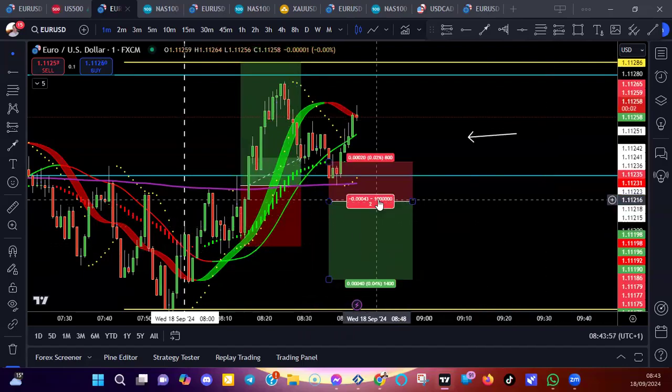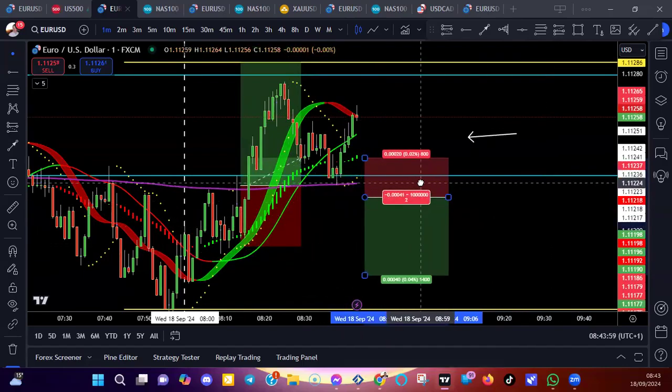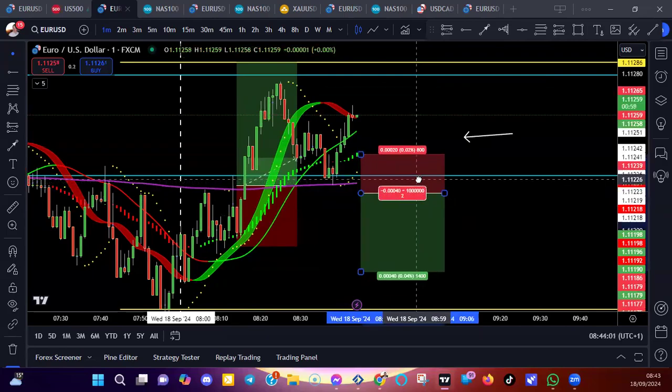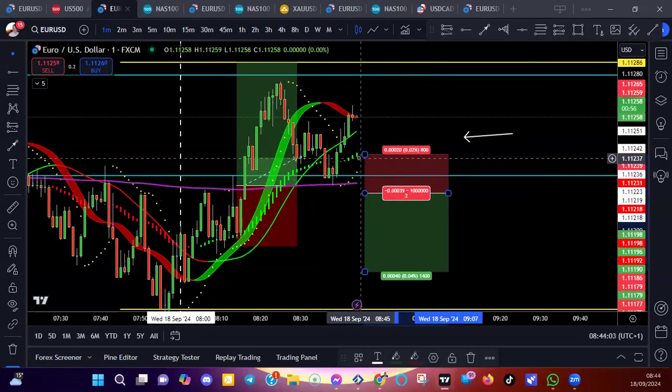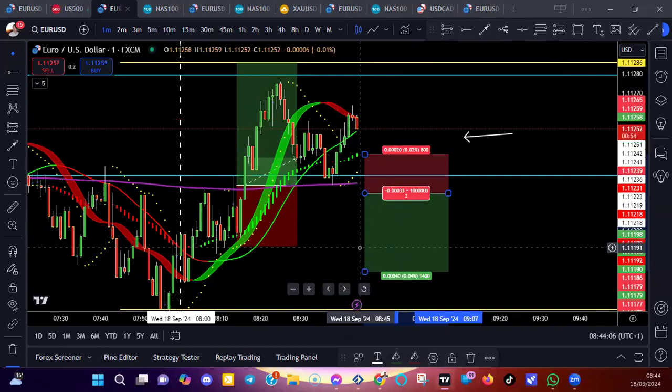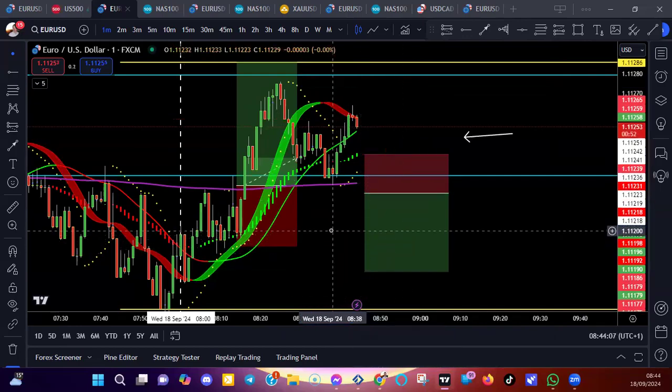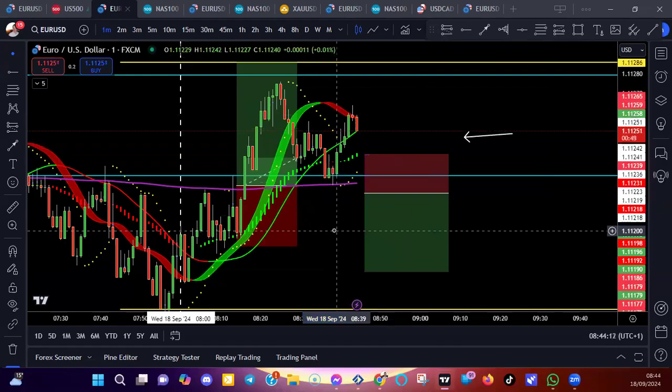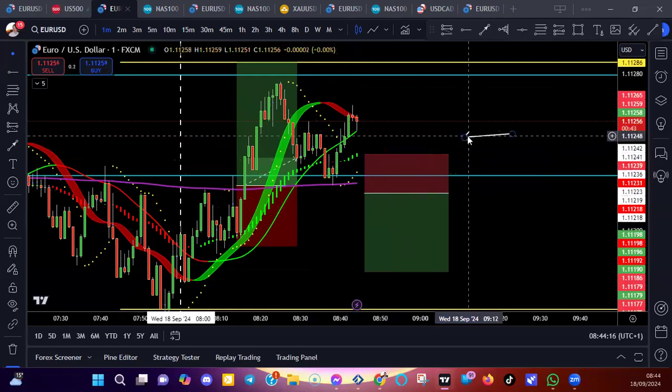But right now, getting back to this is the scenario now. We're deep within a sell zone.